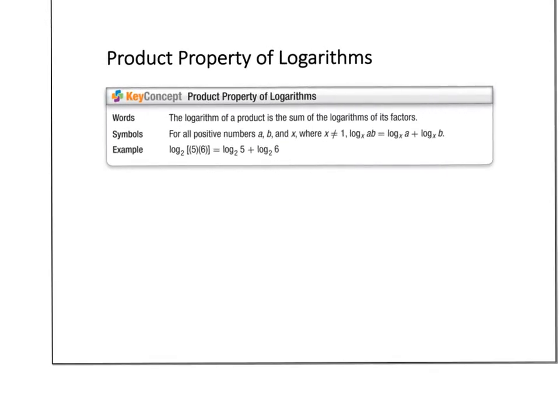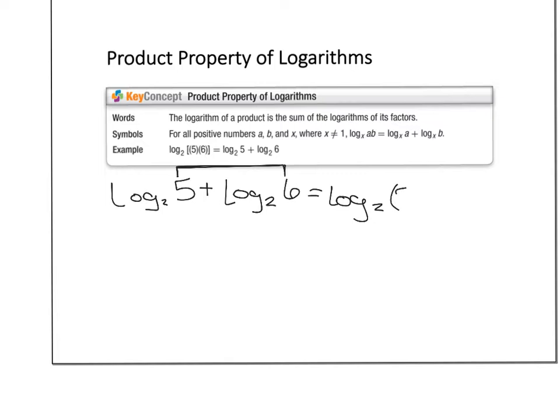Now with the product property here, we'll have something like this, where we'll have log base 2 of 5 plus log base 2 of 6. So notice they have the same base here, so they both have that subscript of 2, equals, and now what we'd do is we'd keep that log base 2 and we'd multiply these two numbers together. All right, so this would become log base 2 of 30.